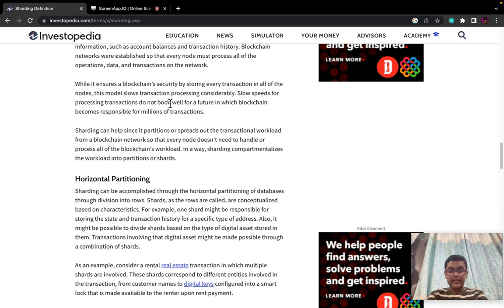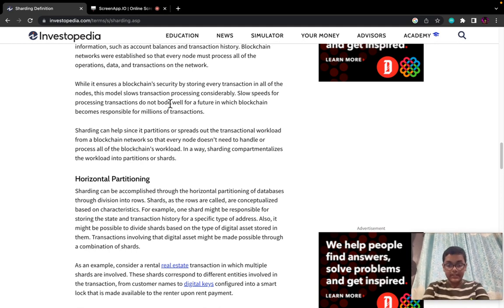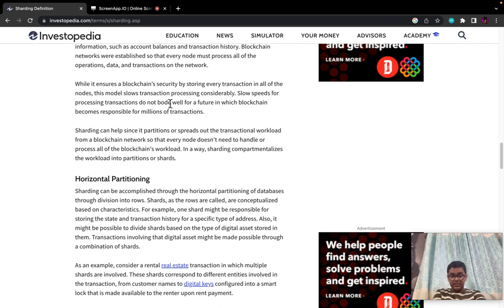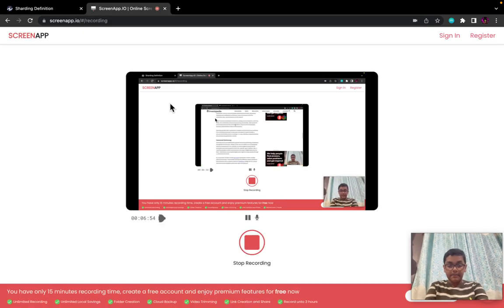As an example, consider a rental real estate transaction in which multiple shards are involved. These shards correspond to different entities involved in the transaction, from customer names to digital keys configured into a smart lock that is made available to the renter upon rent payment.